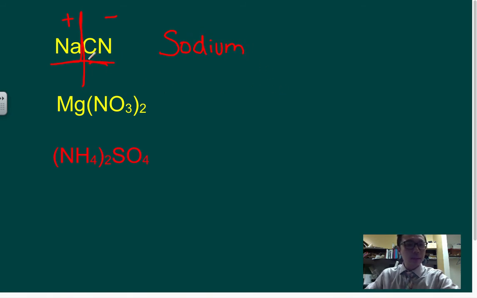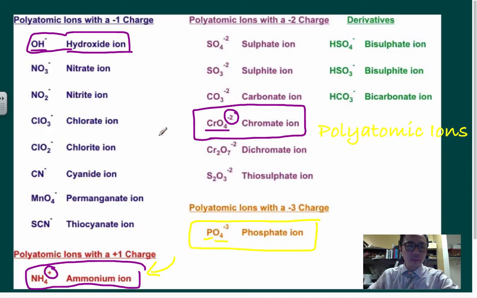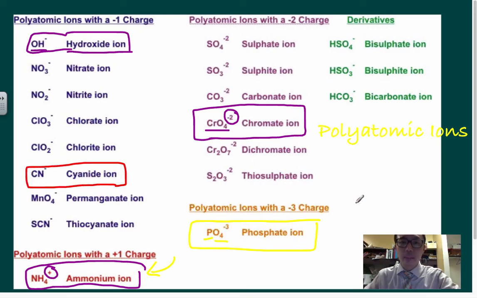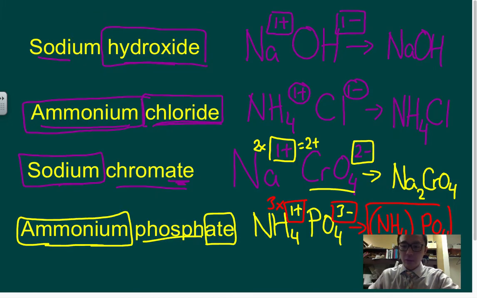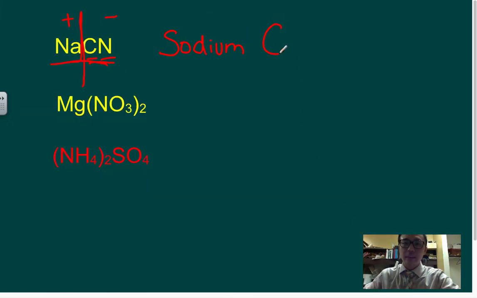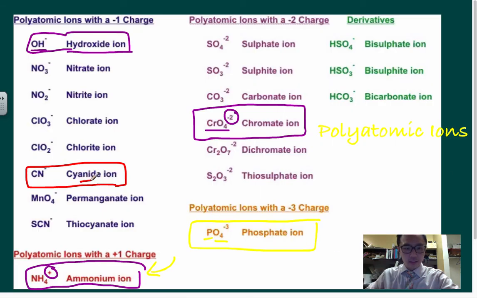CN, we're not going to name this carbon nitrogen, because if you look at your polyatomic, we can actually see that CN negative is an ion that is named cyanide. So instead of changing the name, we're just going to keep the name cyanide, and that's how you name it, sodium cyanide. Okay, so if you look at this, cyanide stays the same.